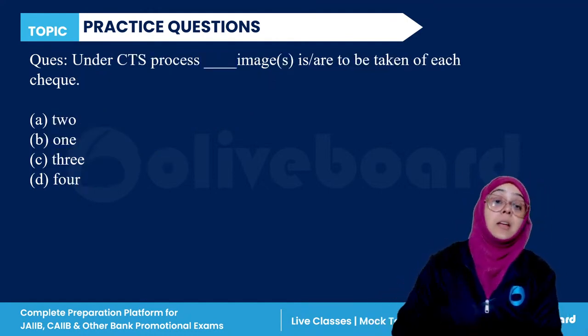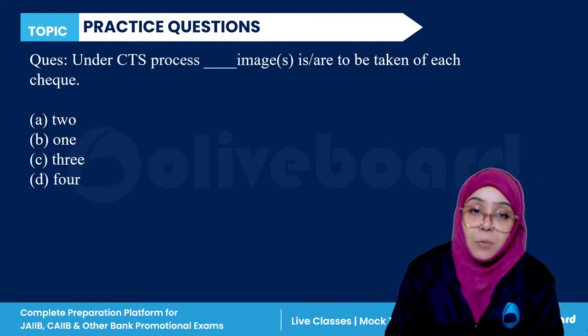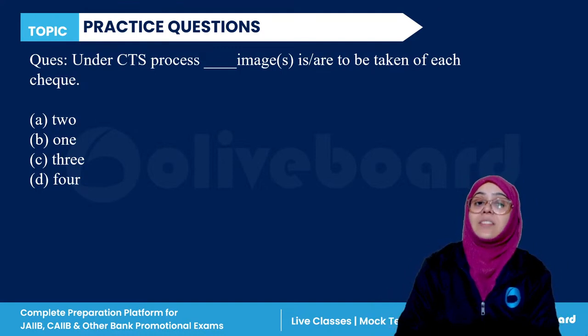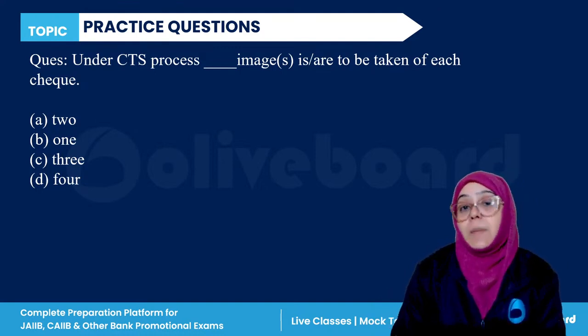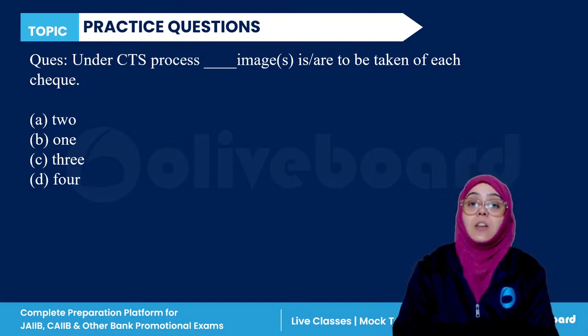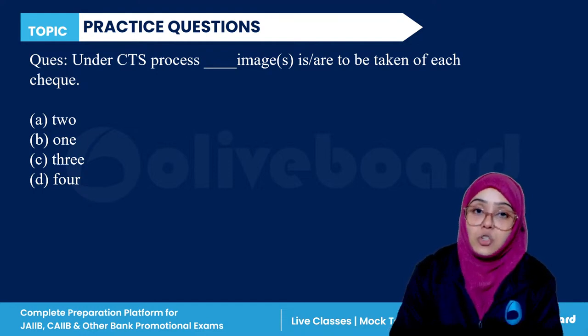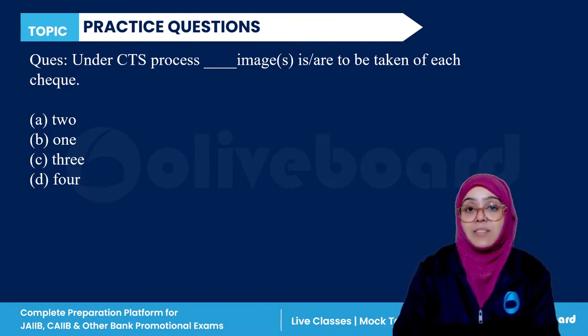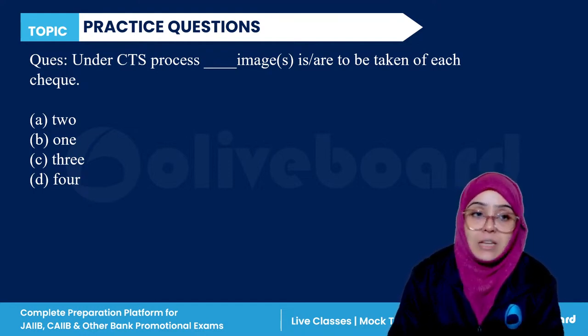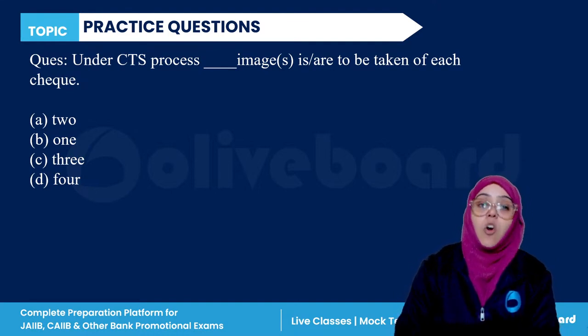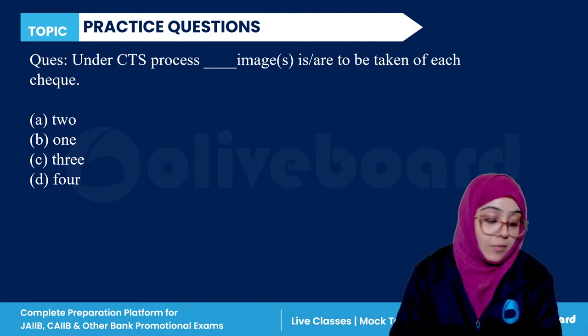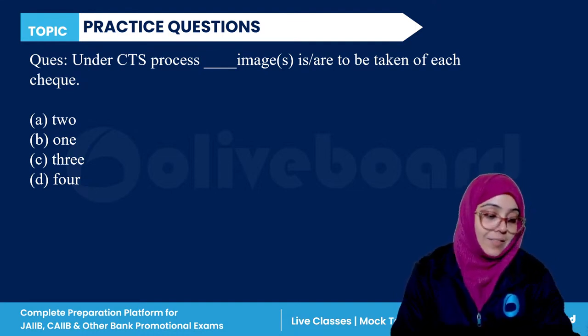Okay, next question. Under the CTS process, Cheque Truncation System process, dash images is or are to be taken of each cheque. How many images are to be taken of each cheque? 2, 1, 3, or 4? Everyone, please answer this question.